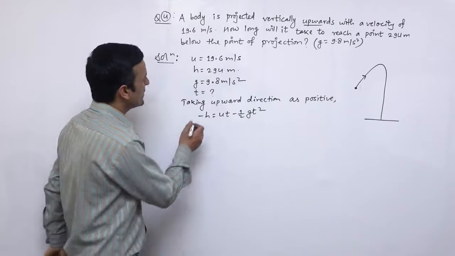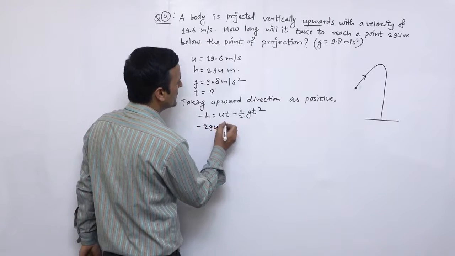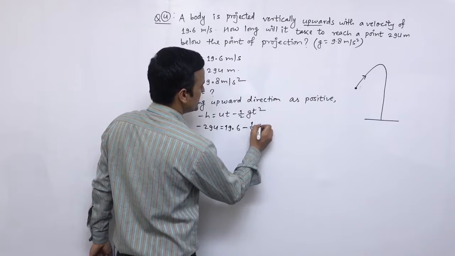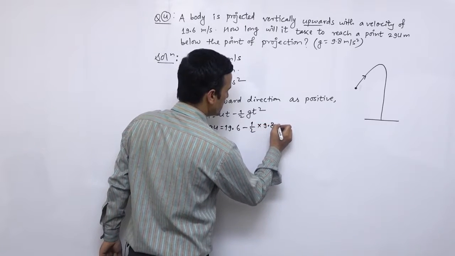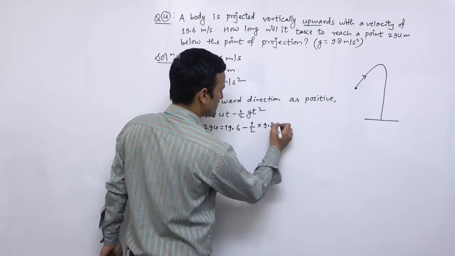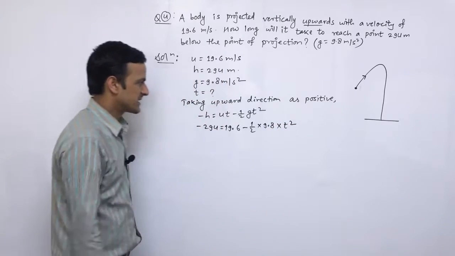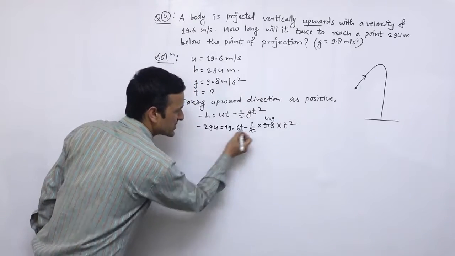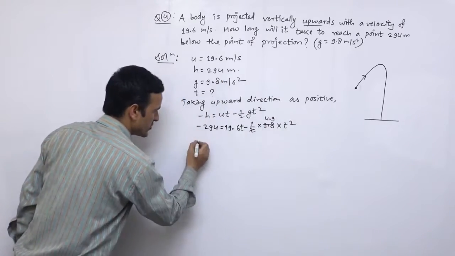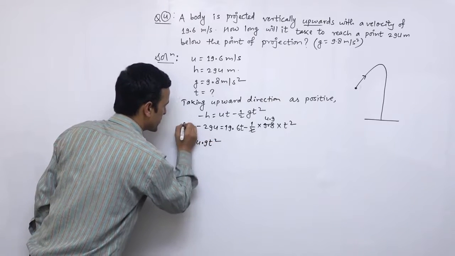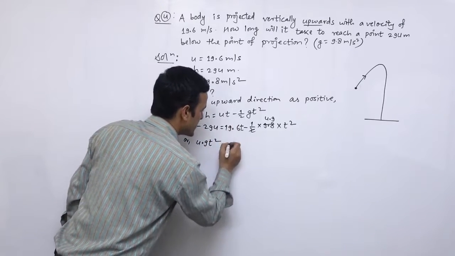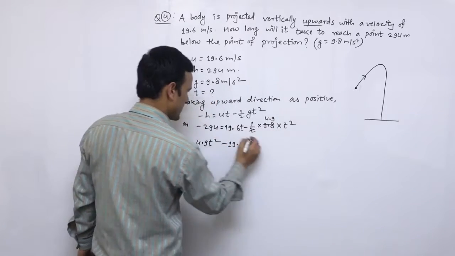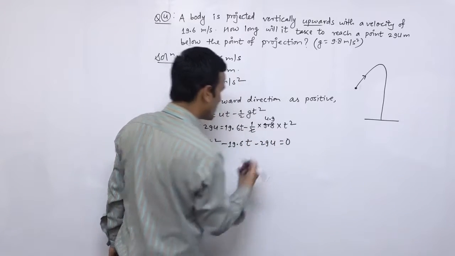So write down the value 294, initial value 19.6, and half g means 9.8 into t square. We don't know the value of t square, so it is the same. So now we can substitute all the values over here. Then we get this one, 4.9 t square. It will be plus 4.9 t square minus 19.6 t, and this will be minus 294 is equal to 0.